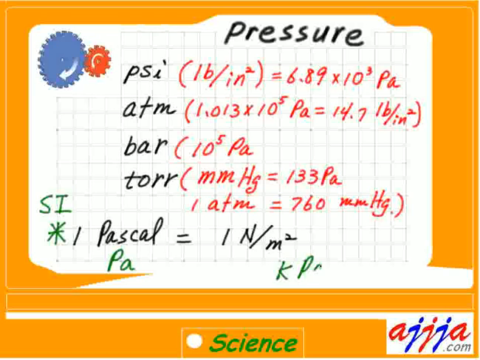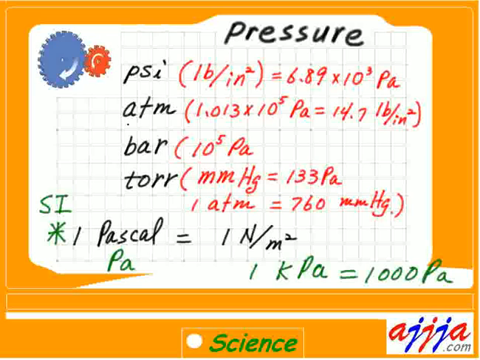Also, 1 kPa means kilopascal, which is 1000 Pa. Now, in some places, like the standard system, they use PSI, which is pounds per square inch, which is 6.89 times 10 to the third power, which is 6,890 pascals. A lot of people use that one.